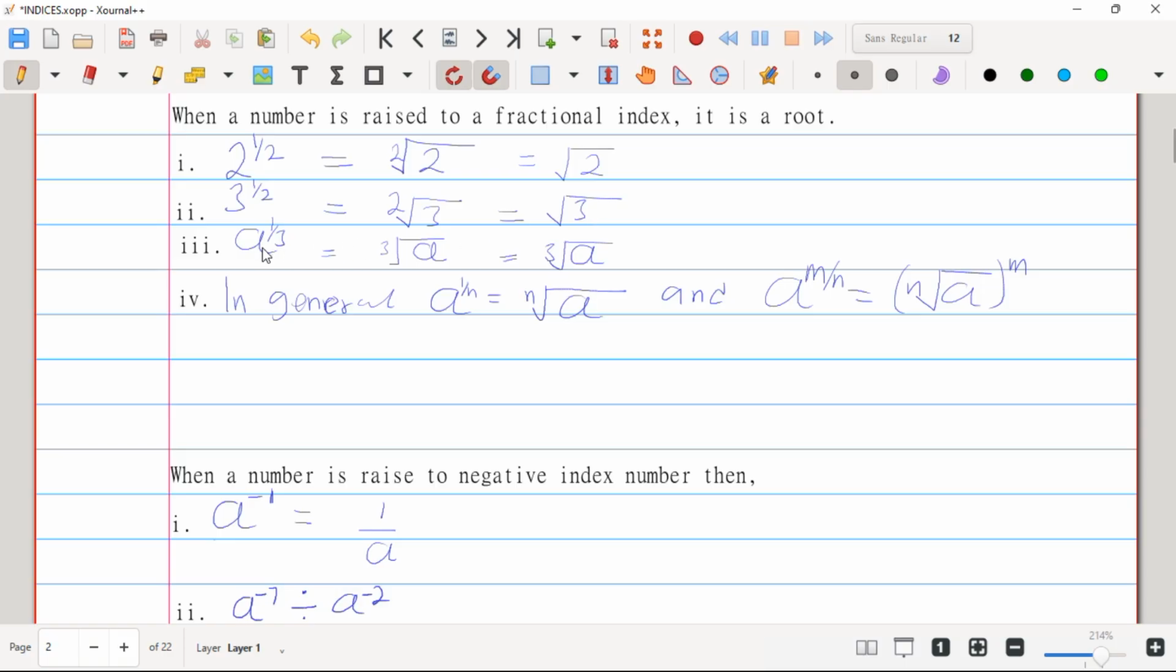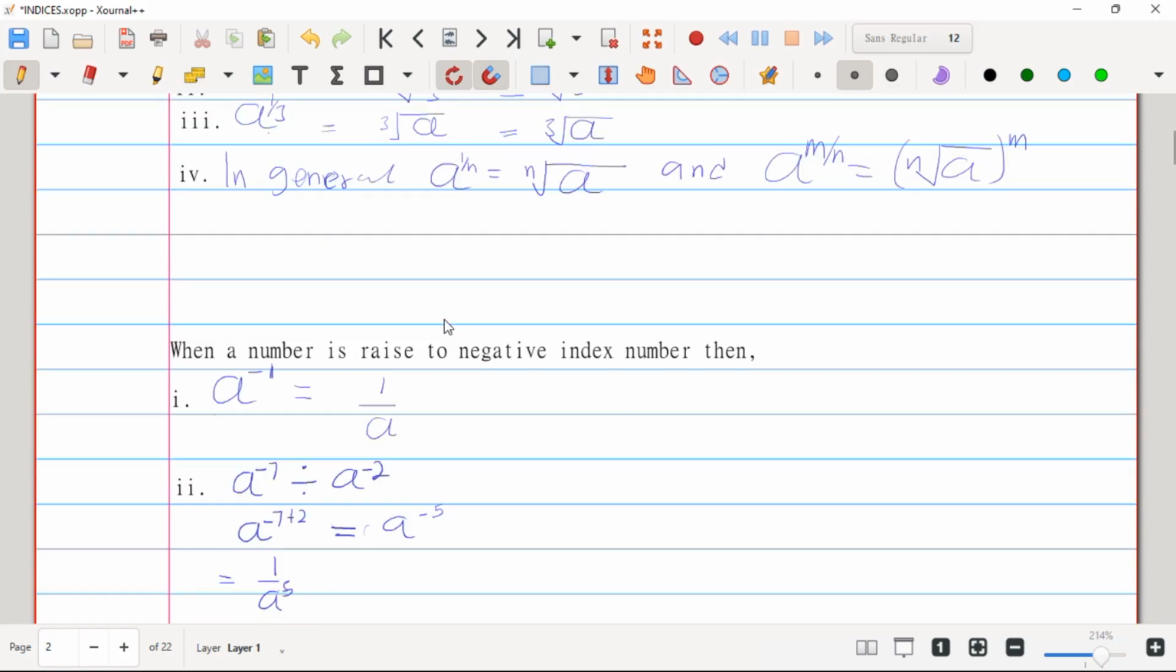And then we have a raised to the power 1 divided by 3. So this is going to give us cube root of a, which is always written as that. So in general, if we have a raised to the power 1 divided by n, it's surely going to give us the nth root of a. And then if we are having a raised to the power m divided by n, we are going to have the nth root of a times m. Sorry, a raised to the power m. So this is how these expressions are being expressed.